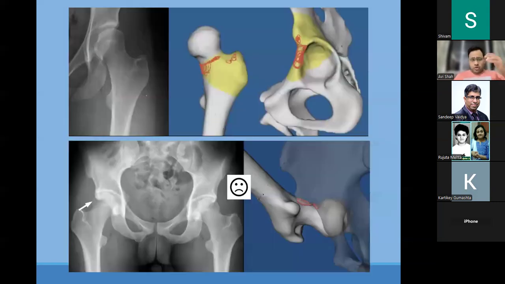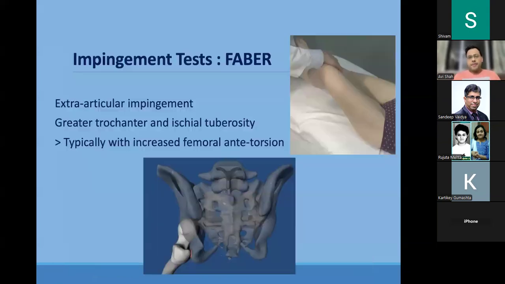So here if you look, you can see coxa valga. As soon as you start flexing, the neck and the trochanteric region start coming towards the hip, and when there is a prominent anterior inferior iliac spine, that starts hitting, and that causes impingement, and that impingement is known as subspinous impingement. The next is the Faber test, which we do very commonly even while examining the back.